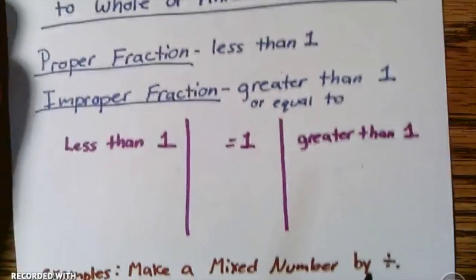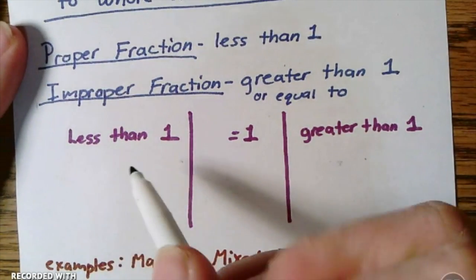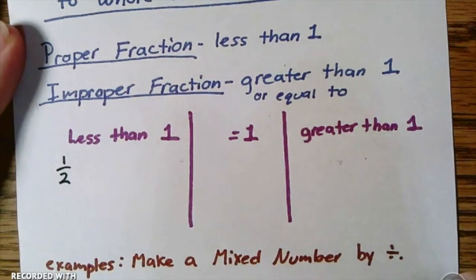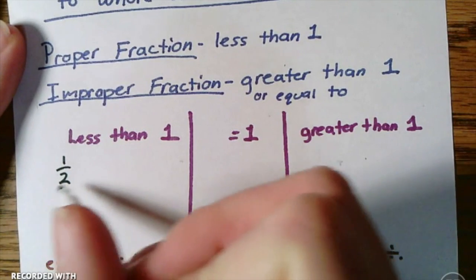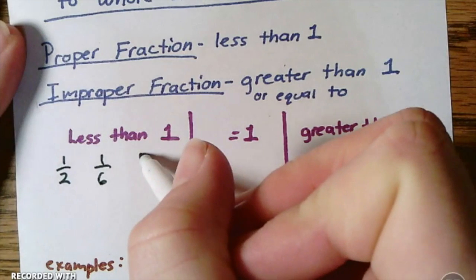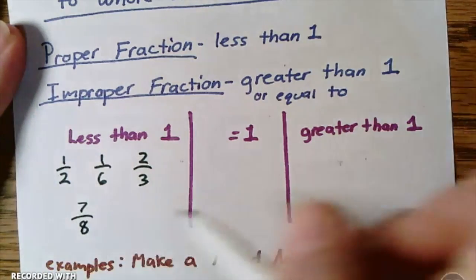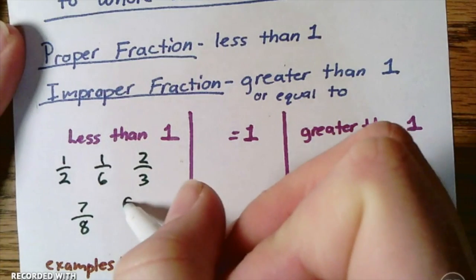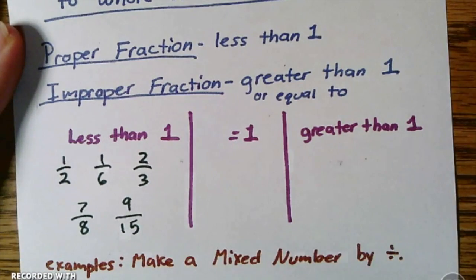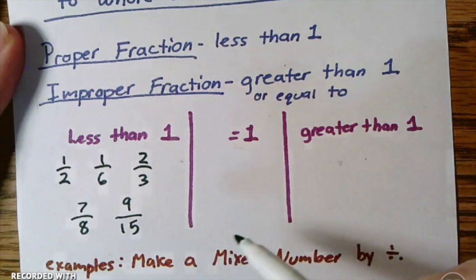All right? So first of all, let's just look at some examples of what I'm talking about here. If I had a number less than 1, that would be like 1/2, right? Which is not an entire whole, or 1/6, or 2/3. You could have 7/8. Any of these numbers would be considered proper fractions because the numerator is smaller than the denominator.